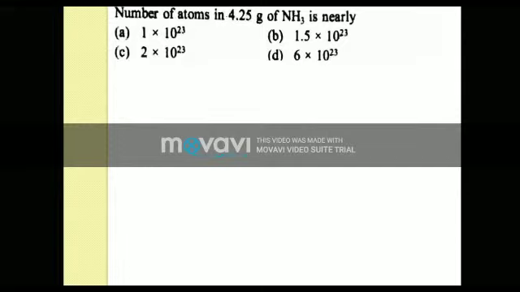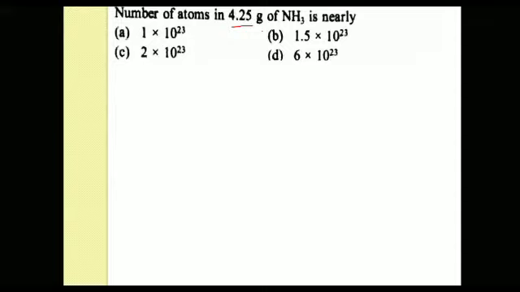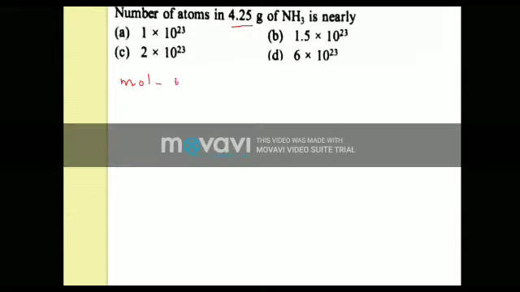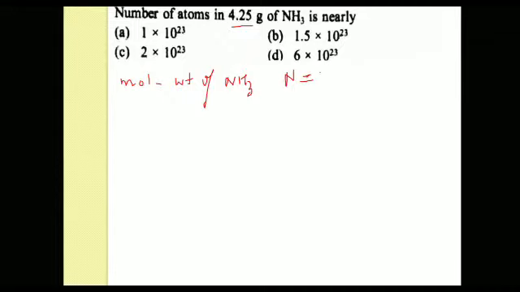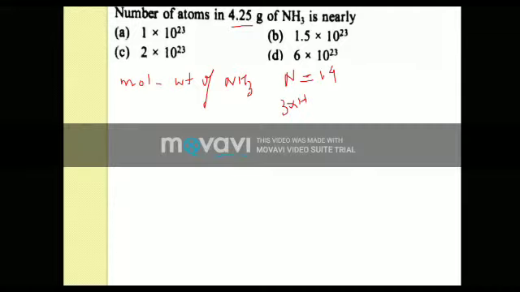Number of atoms in 4.25 grams of ammonia. First thing we will do is calculate the molecular weight of NH3. What is the atomic weight of nitrogen? It is 14. Then 3 into hydrogen; hydrogen has atomic weight 1, so 3 × 1 is 3. So what is the total molecular weight? It is 17.